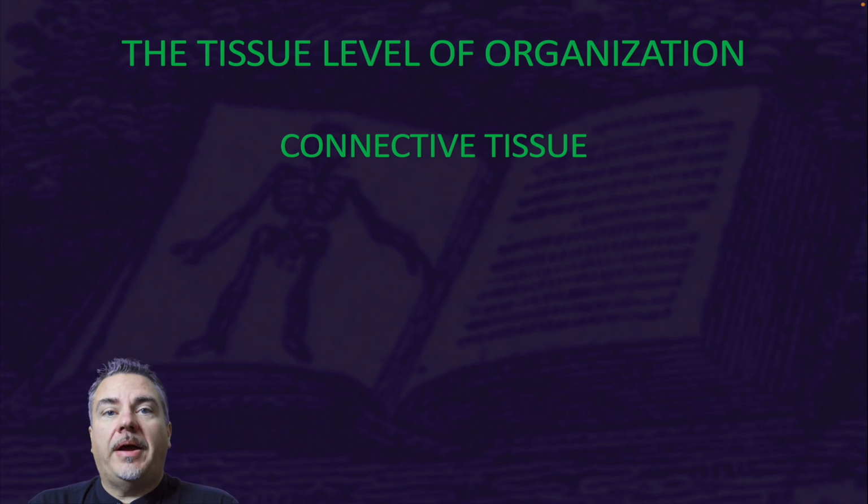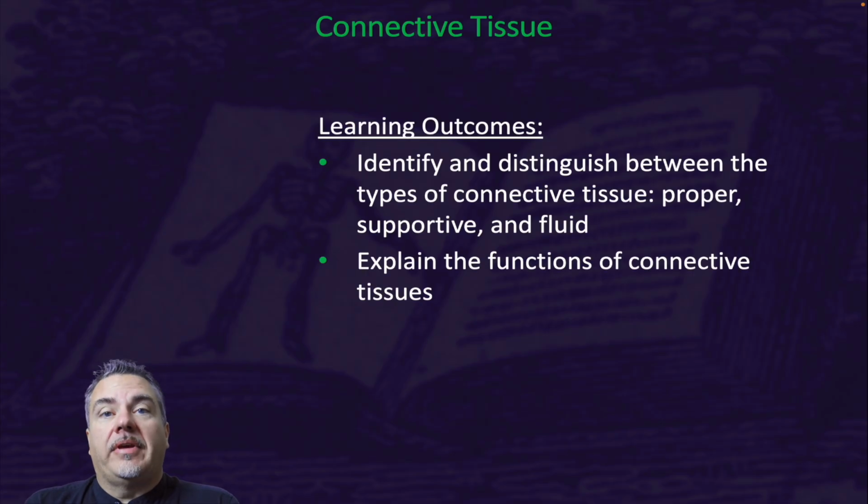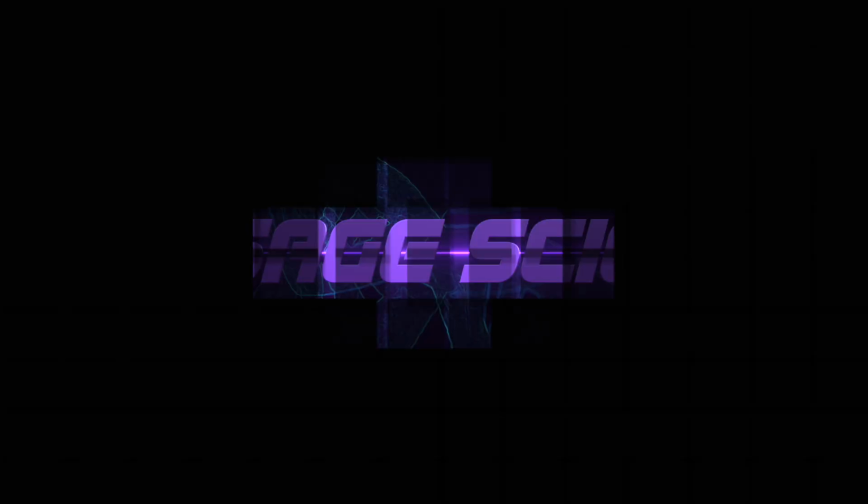Dr. Sage here, back to continue our discussion on the tissue level of organization. Today's topic, connective tissue. By the end of this video, you should be able to identify and distinguish between the types of connective tissue, proper, supportive, and fluid, and explain the functions of connective tissues.